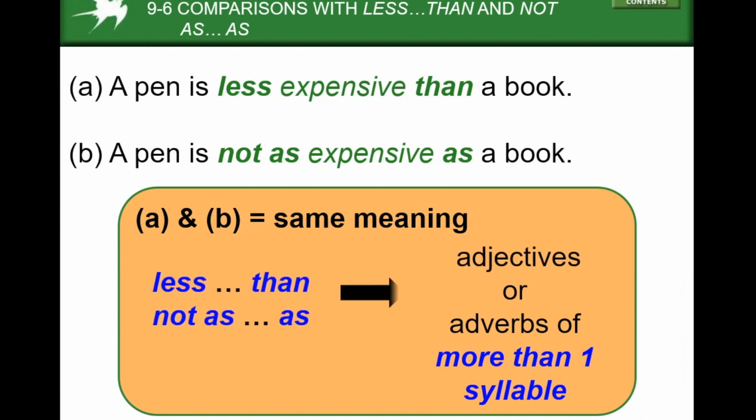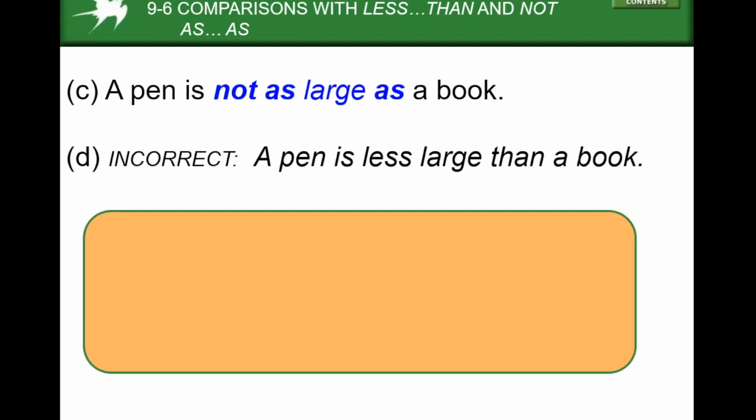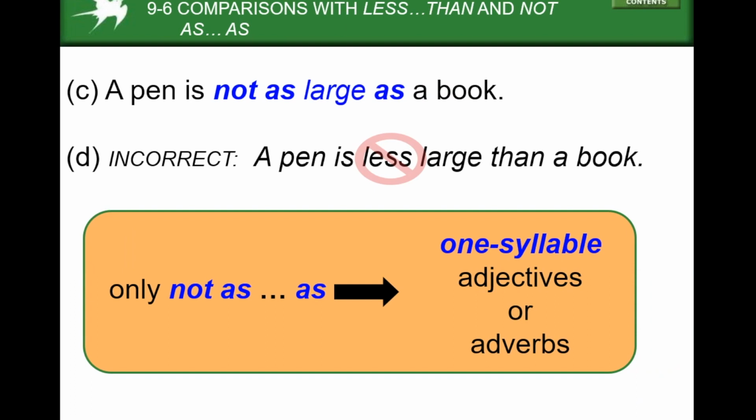But here you need to pay attention. These two formulas are used with adjectives or adverbs of more than one syllable, which means longer adjectives or adverbs. But if you have adjectives or adverbs with one syllable, it's a shorter word, then you must use not as. For example, a pen is not as large as a book. Large is a shorter adjective, so here we use not as.